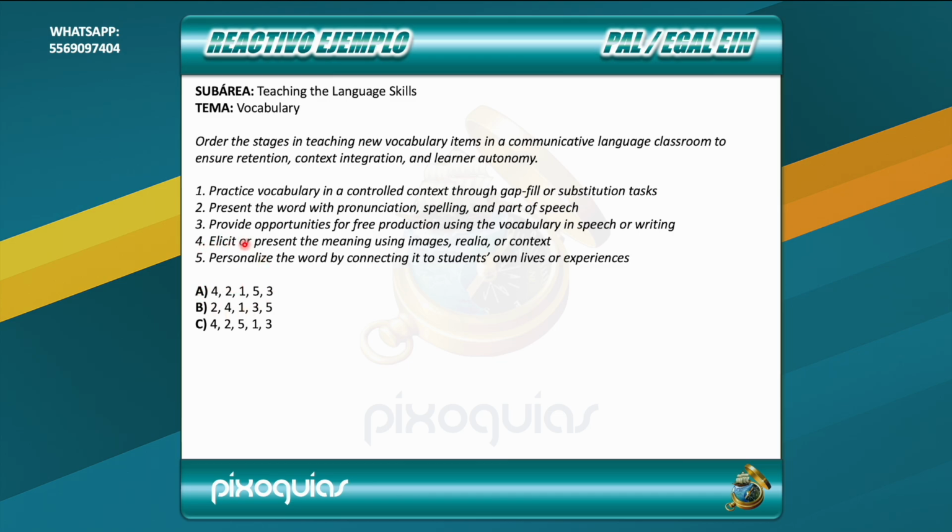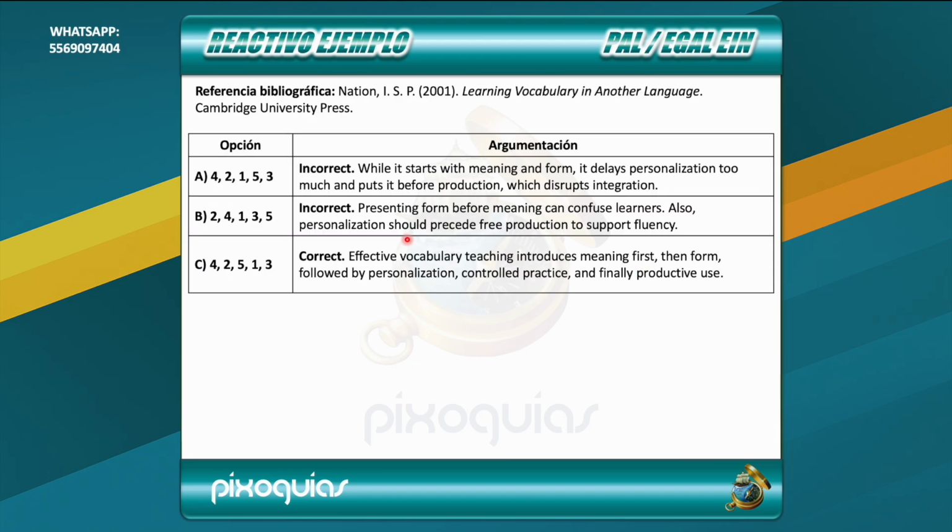4 is elicit or present the meaning using images, realia, or context. 2 is present the word with pronunciation, spelling, and part of speech. 5. Personalize the word by connecting it to students' own lives or experiences. Following that, 1 is practice vocabulary in a controlled context with gap-fill or substitution tasks. And 3. Provide opportunities for free production using the vocabulary in speech or writing. So, the correct answer is C, 4, 2, 5, 1, and 3.